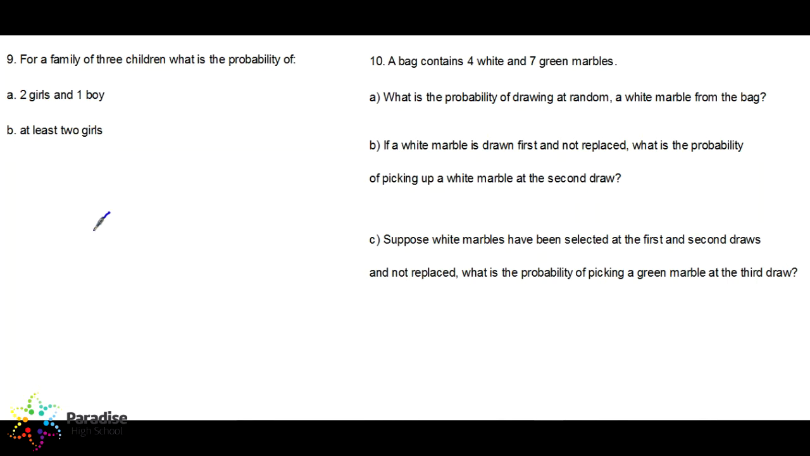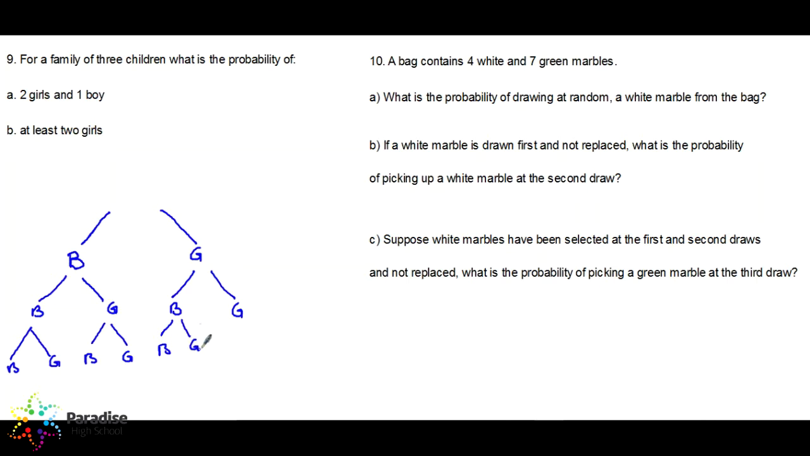In the firstborn, the child could be either a boy or a girl. And the second birth, it can again be a boy or a girl. And then the third one, again, it's going to be a boy or a girl. So this is the first birth, that's the second birth, and that's the third birth.